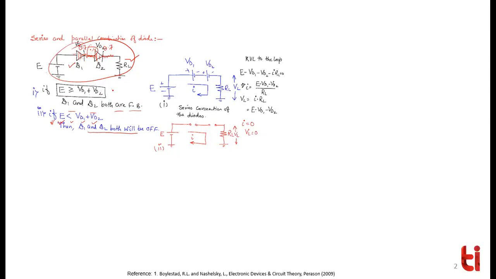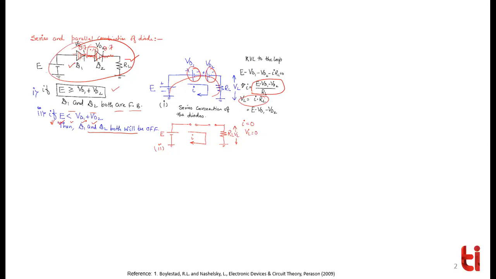Whenever E is greater than VD1 plus VD2, simply the diode will be replaced by an ideal diode. This battery will be there, VD1, VD2. Simply you can apply the KVL as I was saying right now. If you apply the KVL, E minus VD1 minus VD2 minus IRL equal to 0, you will get I and you will get V also.